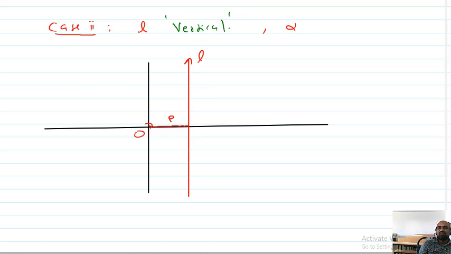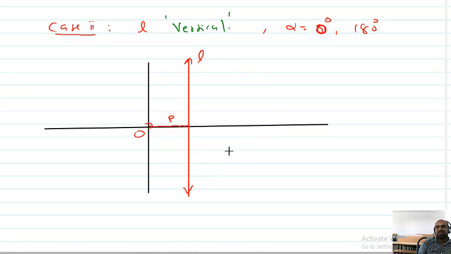In this case, what happens to alpha? Alpha is equal to 0 degrees or 180 degrees. When the line is on the right-hand side of the axis, I will take 0. When the line is on the left-hand side of the y-axis, I will take the angle made by the normal with the x-axis as 180 degrees.